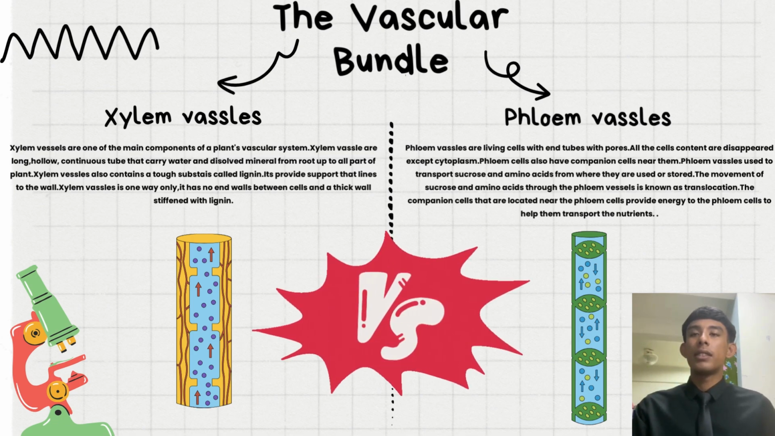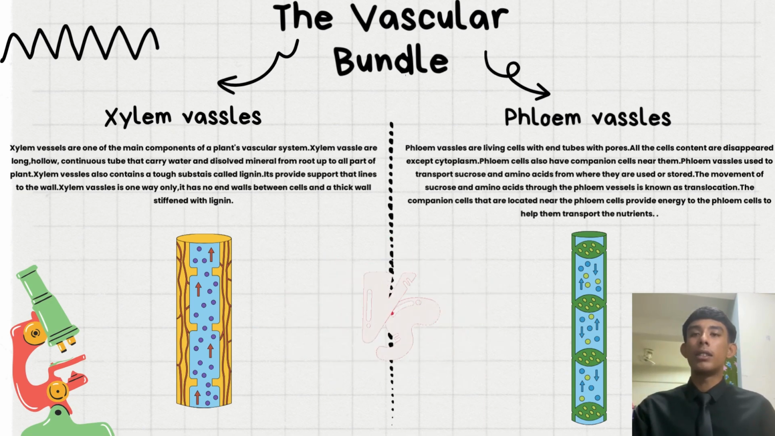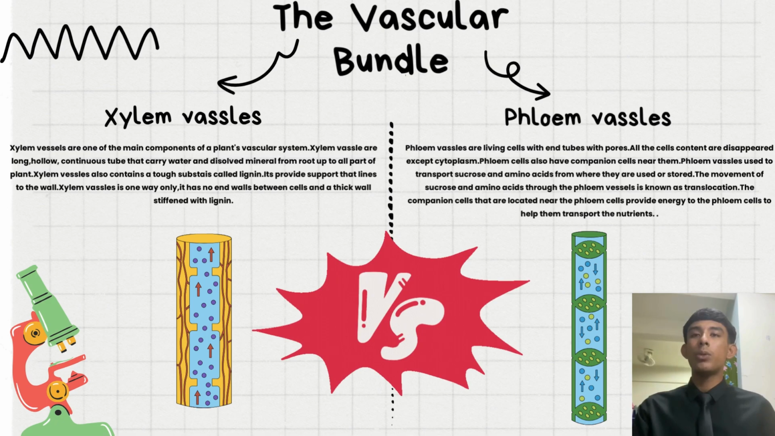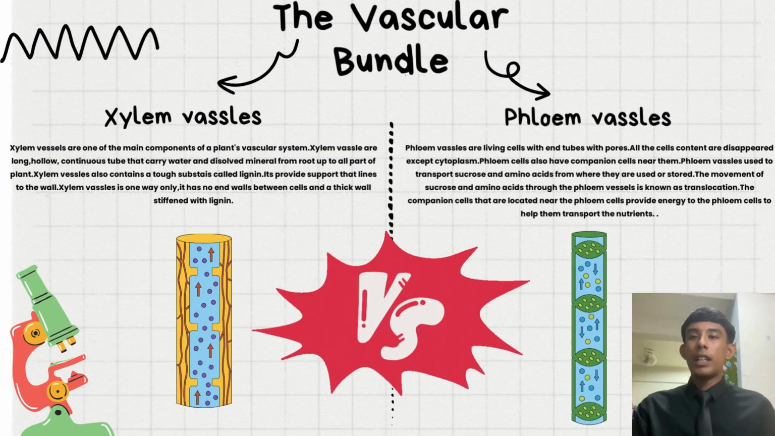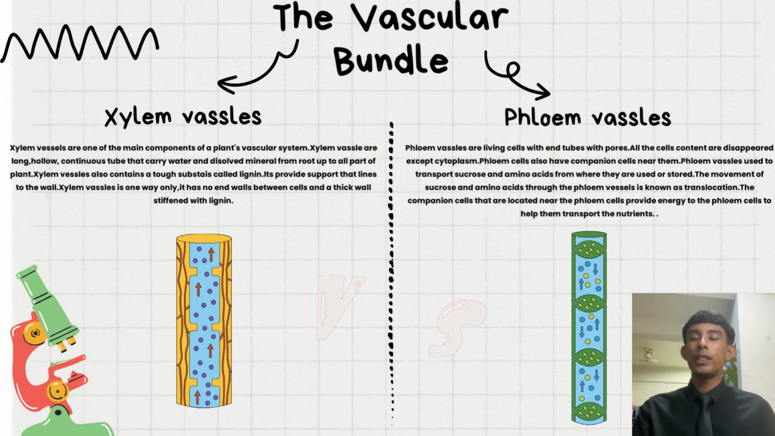Xylem vessels. Xylem vessels are one of the main components of a plant's vascular system. Xylem vessels are long, hollow, continuous tubes that carry water and dissolved minerals from the roots up to all parts of the plant. Xylem vessels also contain a tough substance called lignin. It provides support to the wall. Xylem vessels are one way only. They have no end walls between cells and a thick wall stiffened with lignin.